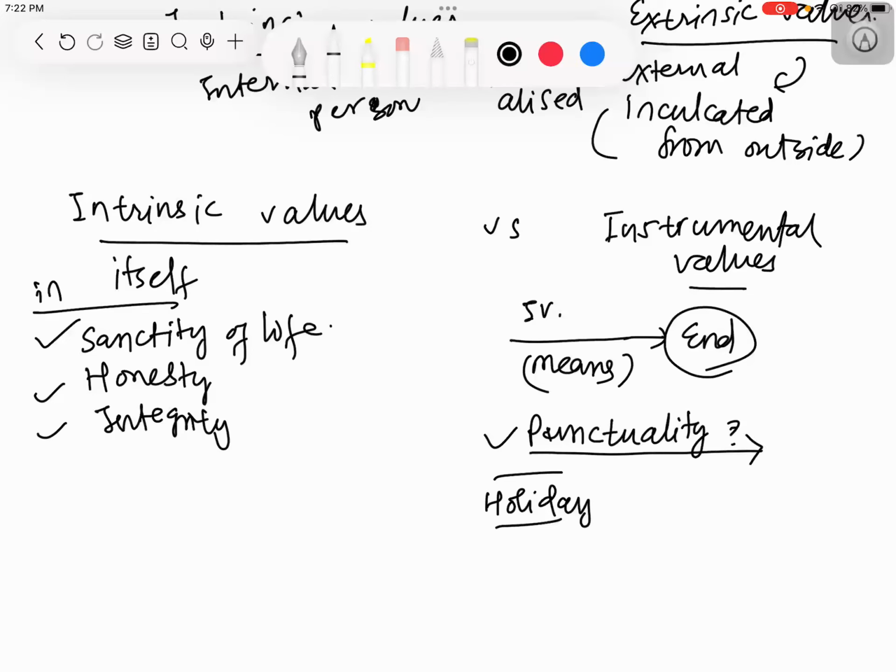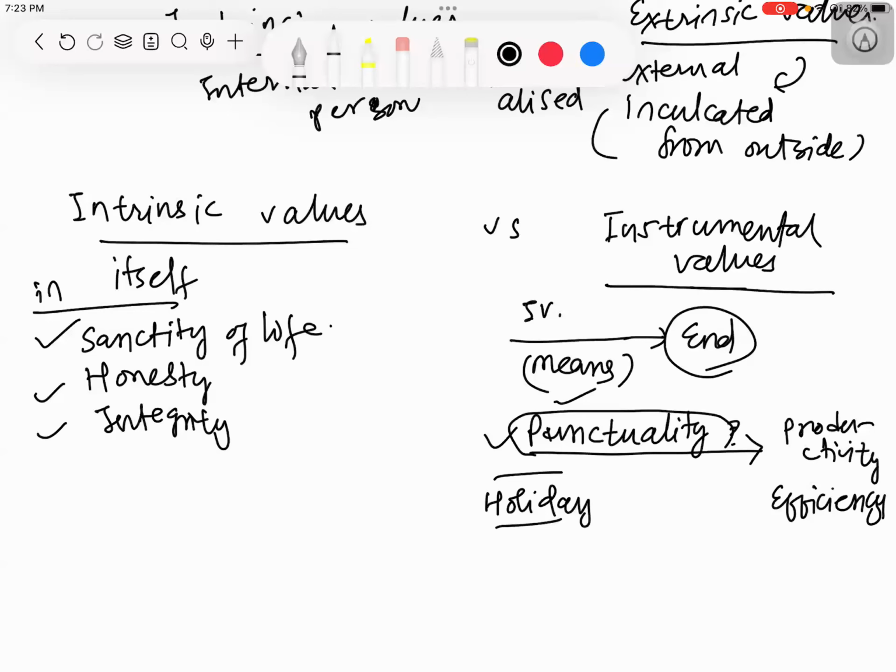Punctuality in itself is an instrumental value. The end goal is something different. For example, the end goal is productivity, right? The end goal is efficiency. So for this end goal, this virtue helps us. So this is a medium through which we are achieving other values, right?